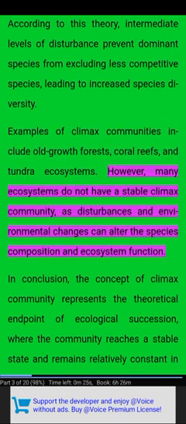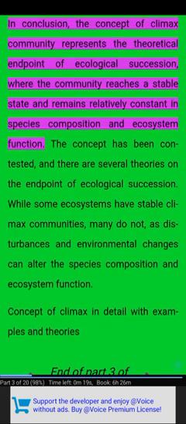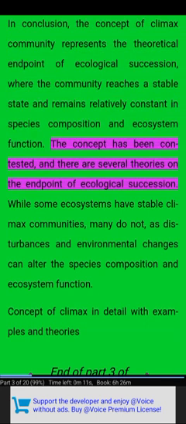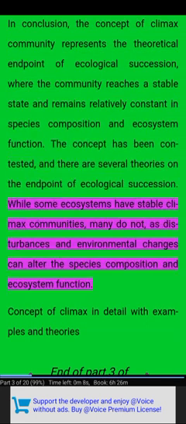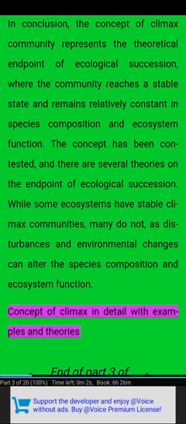However, many ecosystems do not have a stable climax community, as disturbances and environmental changes can alter the species composition and ecosystem function. In conclusion, the concept of climax community represents the theoretical endpoint of ecological succession, where the community reaches a stable state and remains relatively constant in species composition and ecosystem function. The concept has been contested, and there are several theories on the endpoint of ecological succession. While some ecosystems have stable climax communities, many do not, as disturbances and environmental changes can alter the species composition and ecosystem function. Concept of climax in detail with examples and theories.